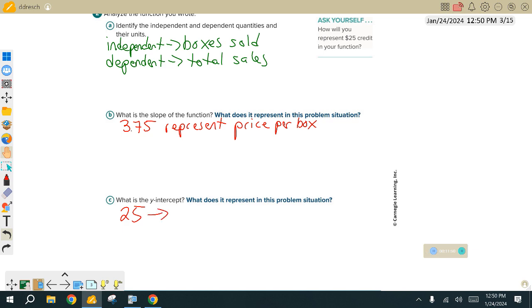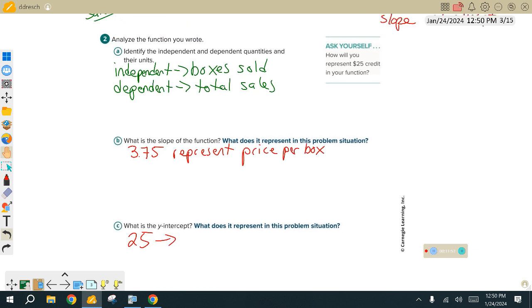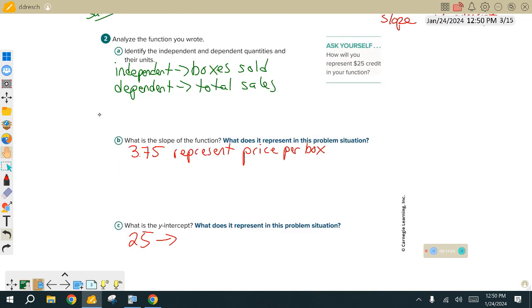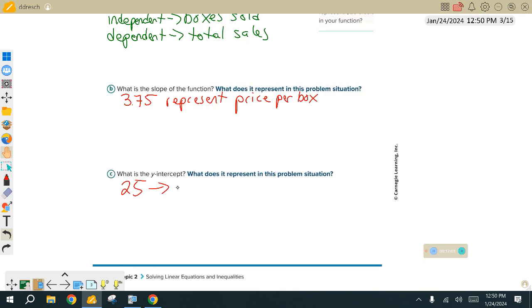Number of sales? It's not the number of sales. 25 was a what? It was a credit, right, toward our sales. $25 was a credit. It was already there. Credit towards Allen's sales. I should say Allen because it's not us. Allen's sales. Okay. So Allen again.